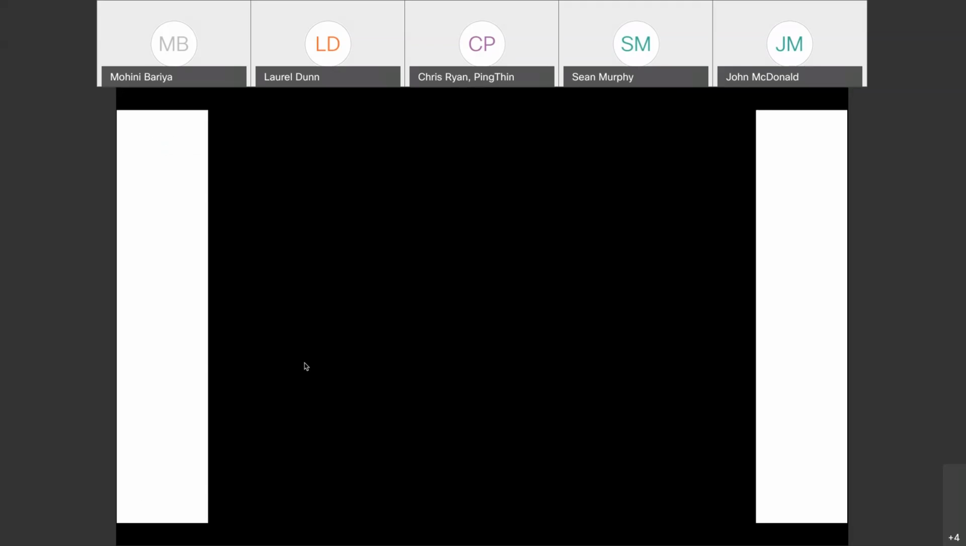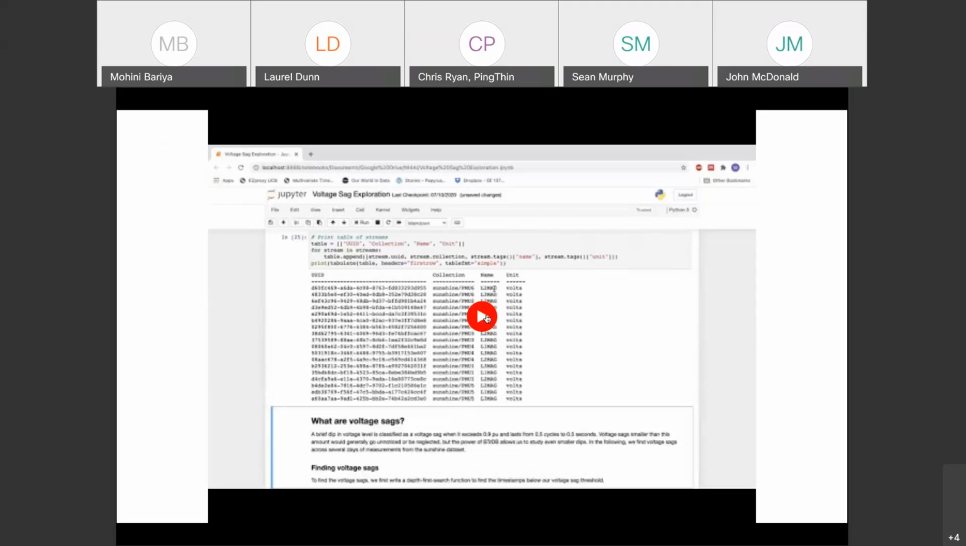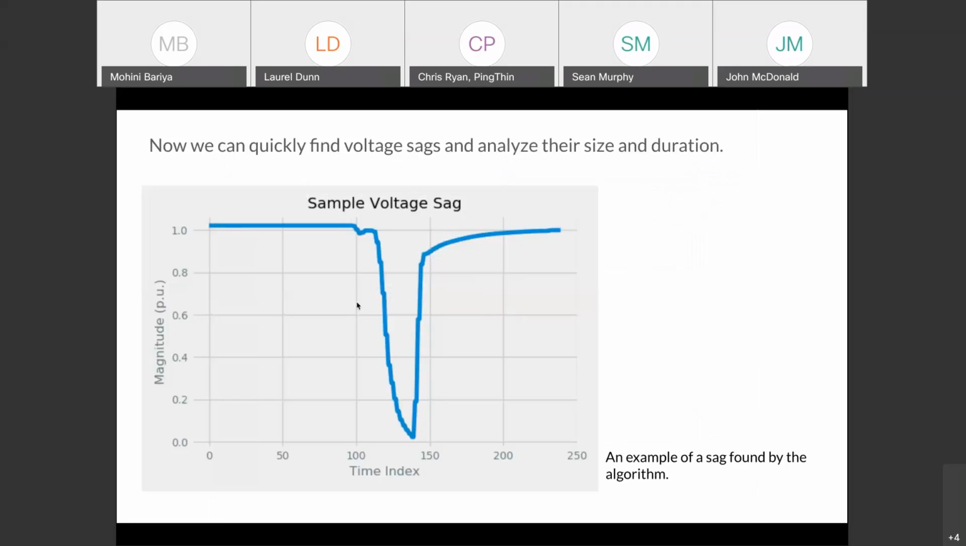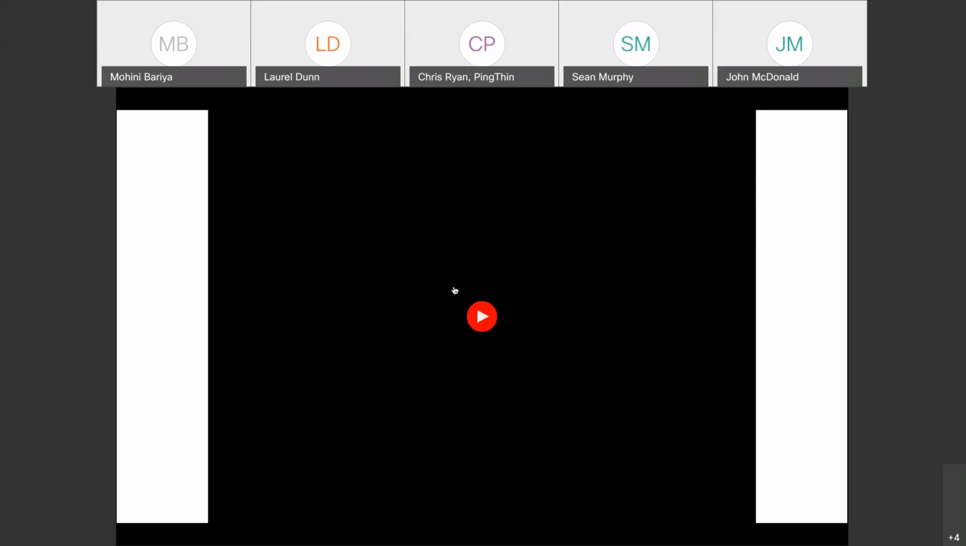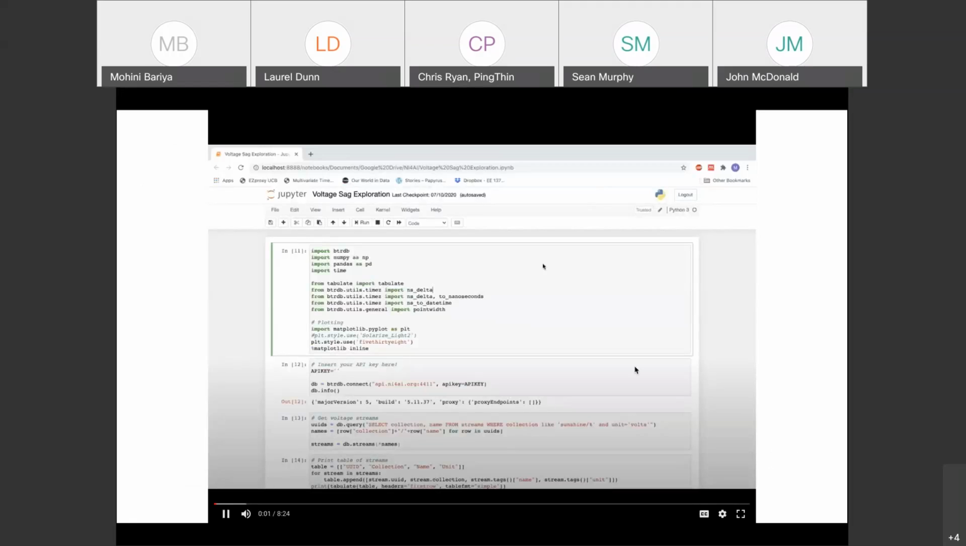Okay, so what I want to show you is this video where I'm walking through my notebook, which contains the scripts to do this exploration of voltage sags. So let me play this. Just like Chris's notebook, I start out with some basic imports of the database and of the different Python libraries that I'm going to use.